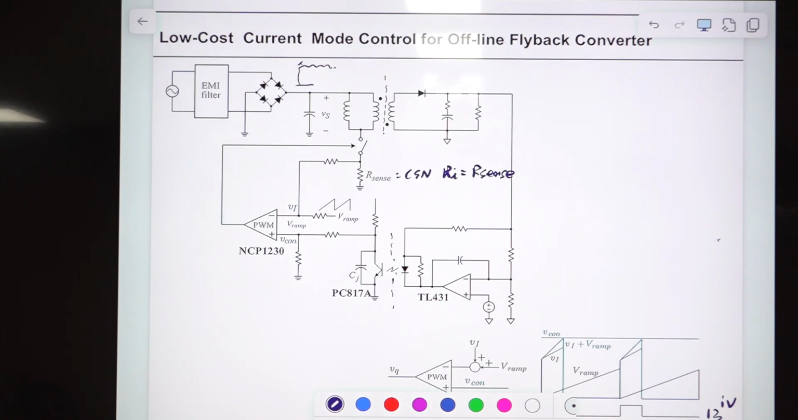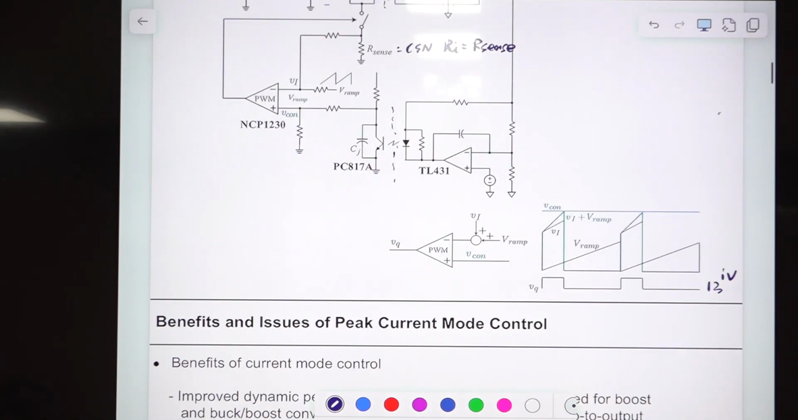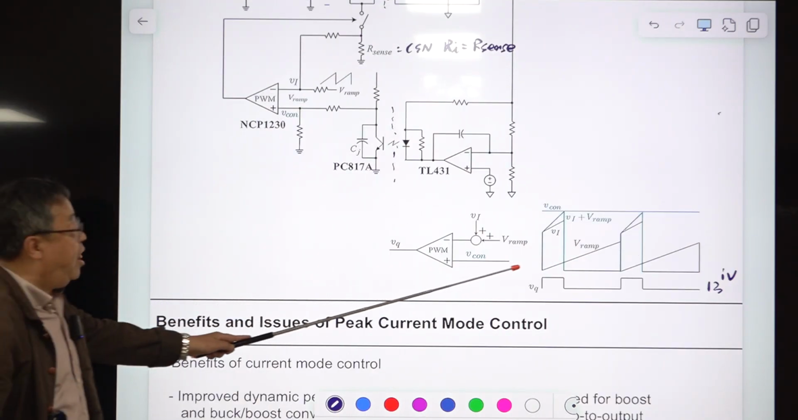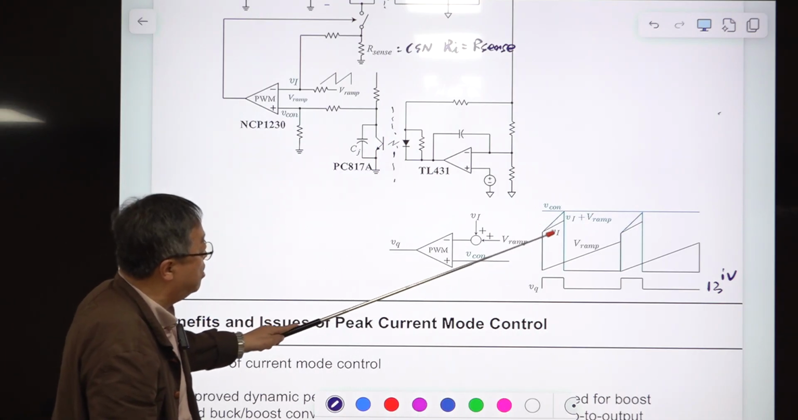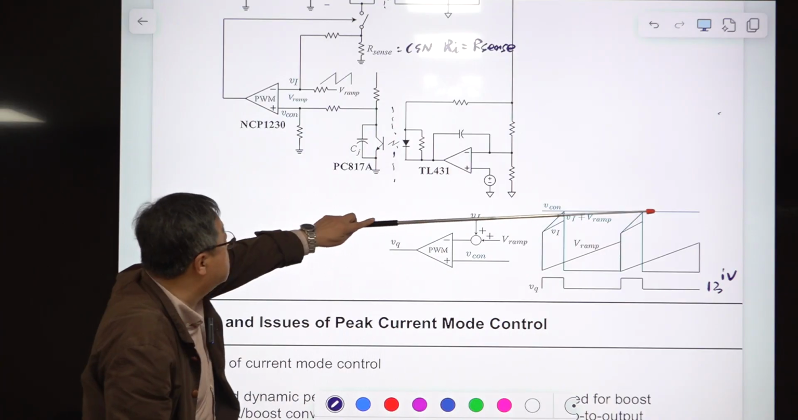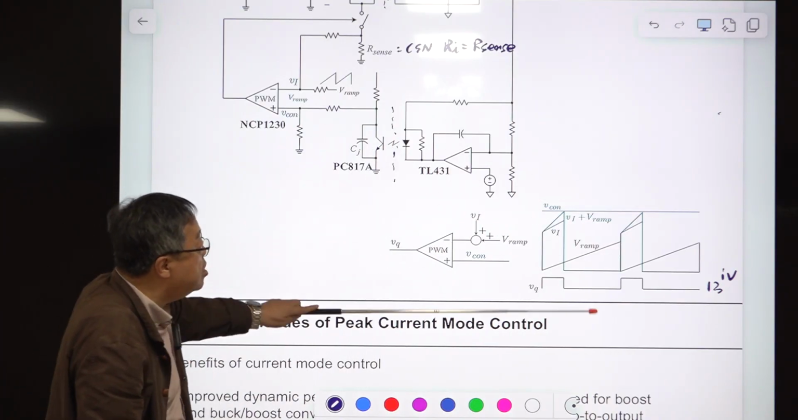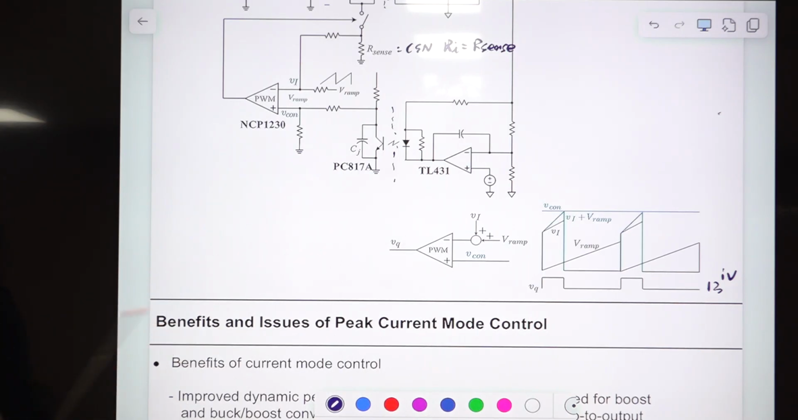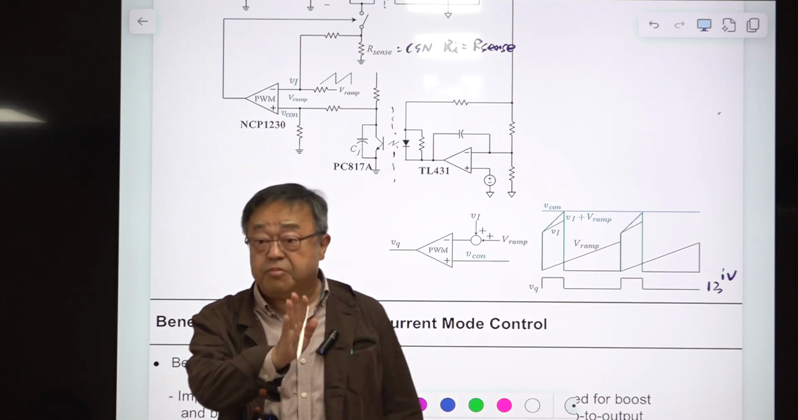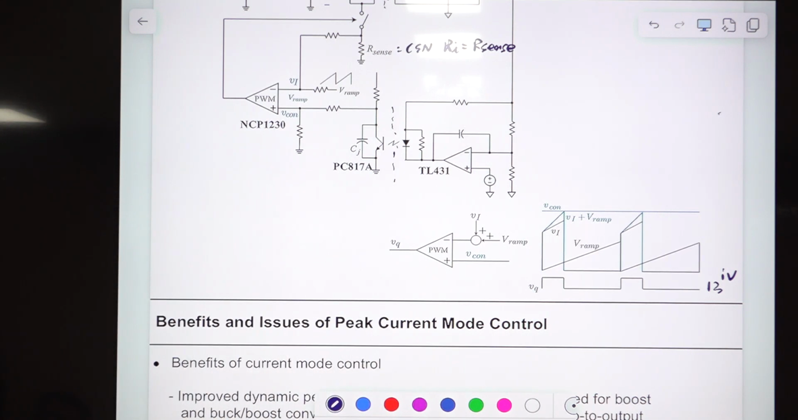All right, and these are the waveforms. This is the free ramp, and Vi, and this plus this generates Vi plus free ramp, and it is compared with this control voltage. The waveform is the same, but this is a very cheap implementation. Okay, I'm not talking about a bad implementation. This is a very, very cost-effective solution for home electronics.